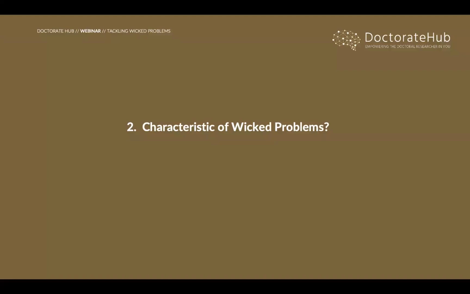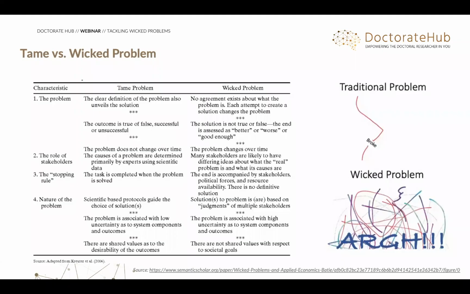Okay, then let's look into the characteristics of wicked problems. Now, on the one hand, you have simple, tame, traditional problems, which are linear, and there's a clear definition for them. On the other hand, you have the wicked problems where there is no agreement and there's no such thing as true or false. So then there are different stakeholders that are involved. In the case of the tame problem, you have a clear understanding of which are the stakeholders, while in the case of the wicked problem, stakeholders always change, and the relation of the stakeholders to the problem is also changing.